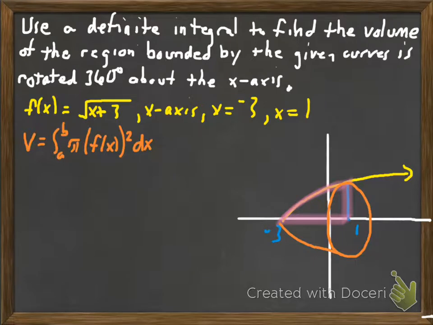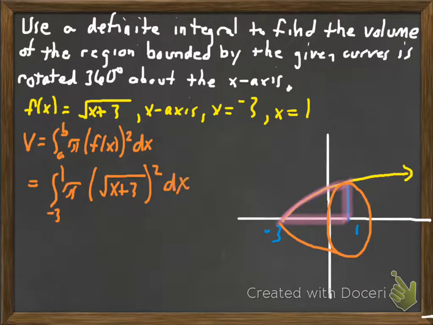And there is that formula. Alright, so the integral from a to b of pi times f of x squared with respect to x. Now, a and b are of course our lower and upper limits of integration. We're trying to find the volume from when x equals negative 3 to when x equals positive 1 of pi times, and then the function f of x is the square root of x plus 3. Alright, now remember that corresponds with our radius squared dx.